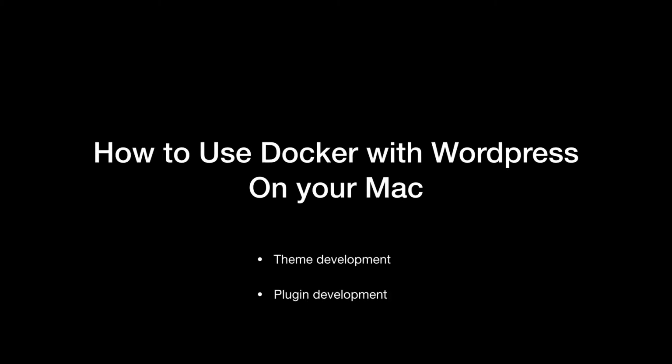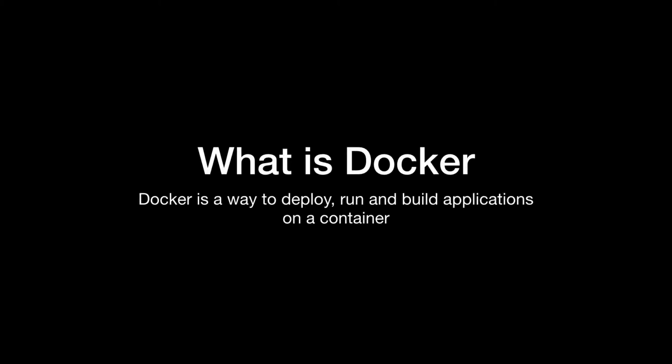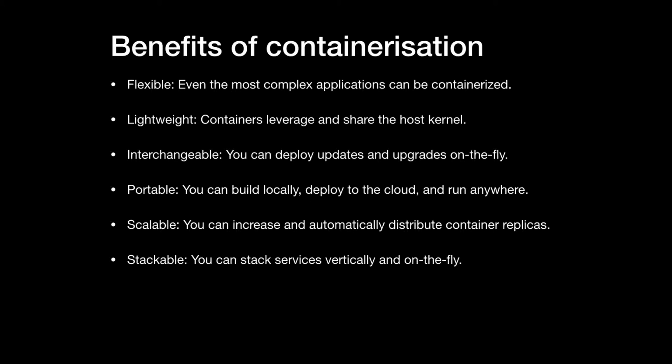So on this tutorial, we're going to tackle how to use WordPress with Docker on your Mac for theme development, and how to do it for plugin development. So what is Docker? Docker is the way to deploy and run and build your applications on a container. How is it different from virtual machines, you may ask? We'll get to that. So benefits of containerization is it's flexible, it's lightweight, it's interchangeable, it's portable. So portable meaning if you build it on your machine, you could deploy it anywhere with the same, as long as it's the same infrastructure.